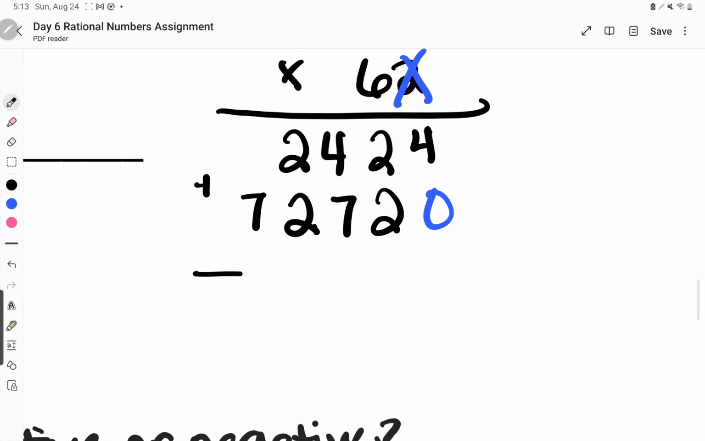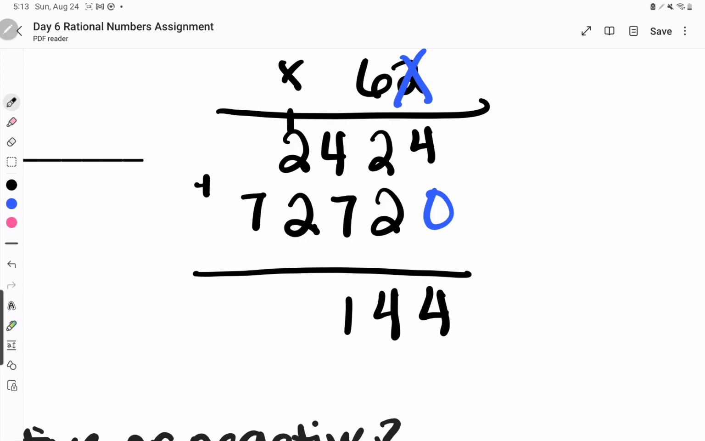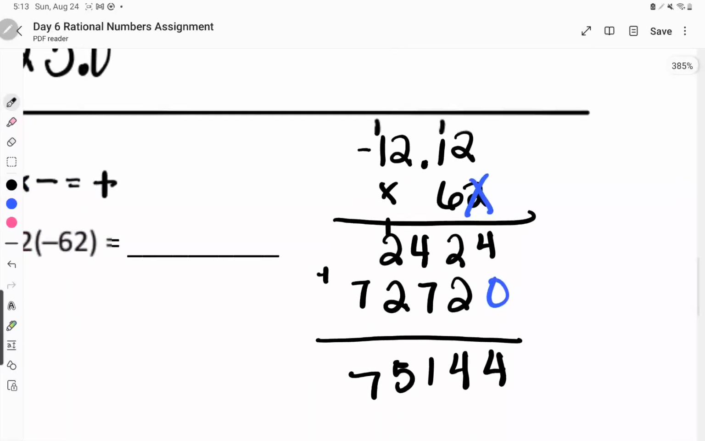Add it all together. We have 4 plus 0, which gives me 4. 2 plus 2, which gives me 4. 4 plus 7, which gives me 11, so I write down a 1 and carry my 1. 1 plus 2, which is 3, and then plus 2, which is 5, and then I have my 7.